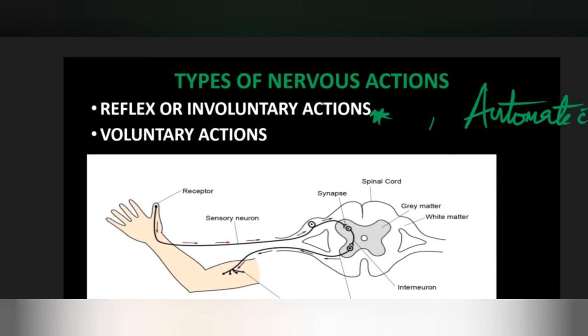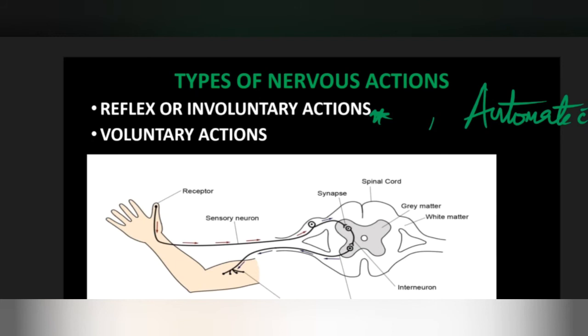So it is being coordinated by the spinal cord. Examples of such actions include blinking of the eye, beating of the heart, withdrawal of hand from a hot object when you touch it. So these things happen without prior knowledge or prior planning. So they happen, and the brain is not always involved in this.